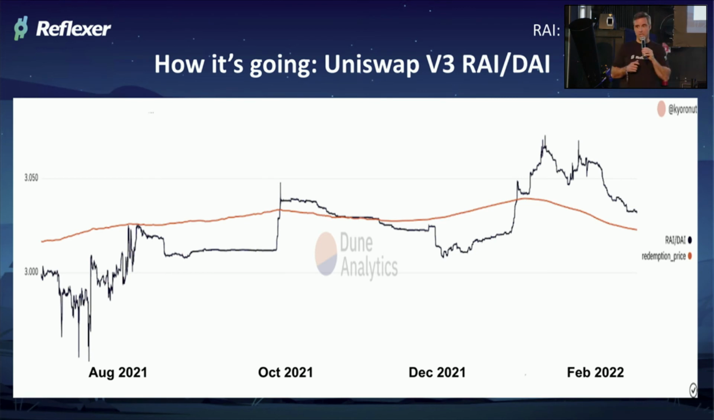Okay, so how's it going? This is our V3 RAI pool from about the last 8 months. A lot of volatility in the beginning when it launched, but I wanted to include that. Redemption price of RAI is in red, and the market, the spot market, is in black. So you can see we started at about 302 over this period, and we ended at 302.5.